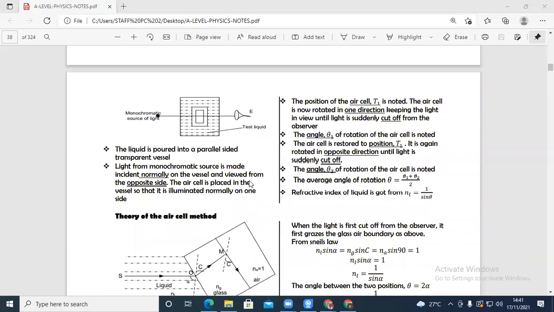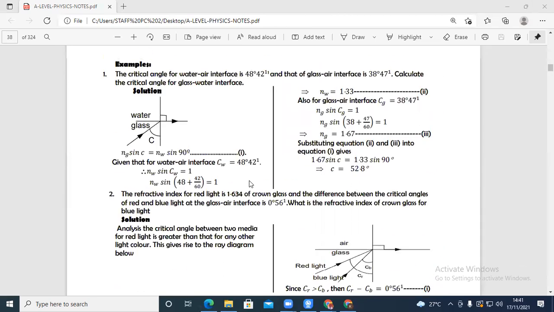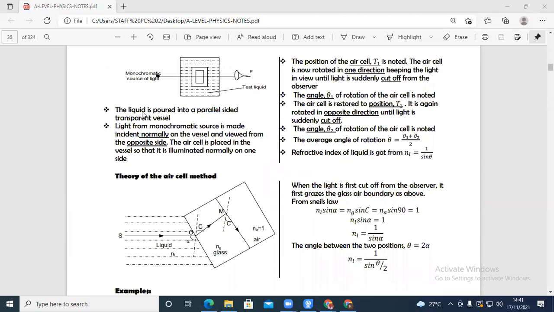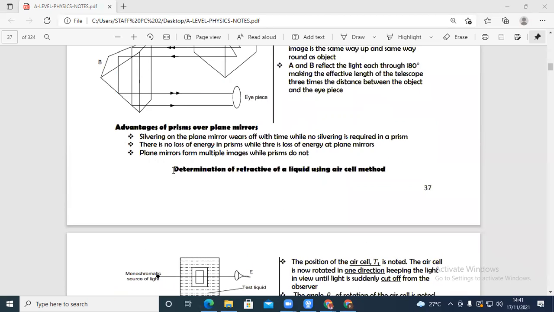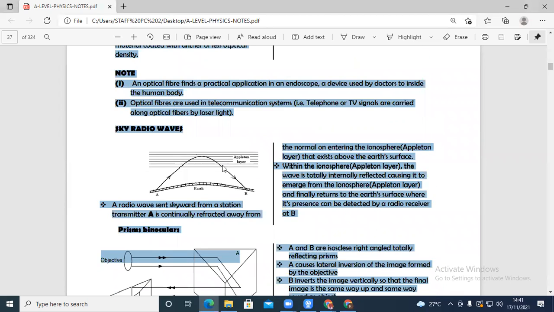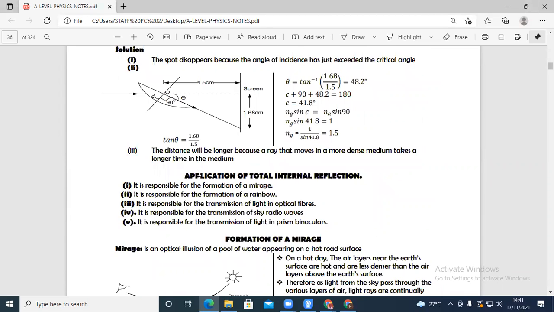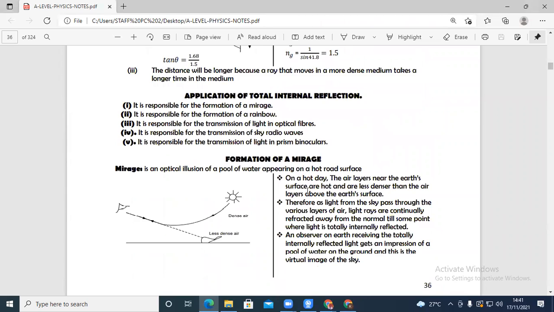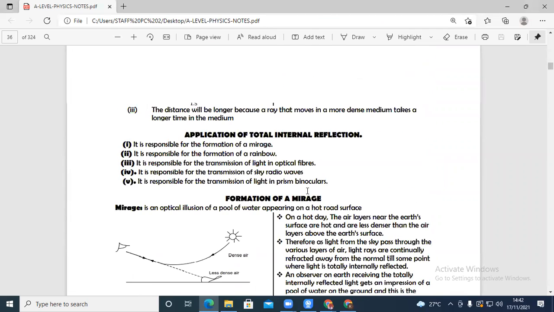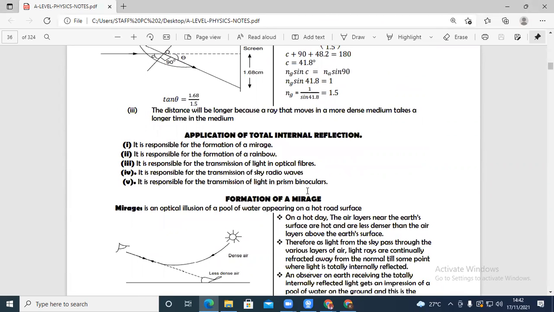Okay, let me just pass through the things very fast, and then we go to this. This is the main thing here, because you have learned about this in P1. So, applications of total internal reflection. They'll ask you, describe one application of total internal reflection. And that's the reason why you have these notes written for you. They can state, they can ask, explain, or describe.